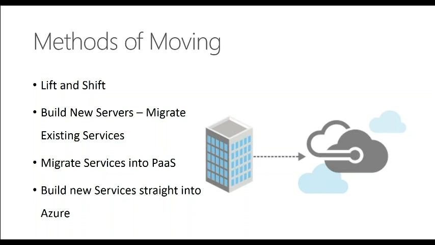We then have the third option. This one's becoming more and more popular. This is migrating your services to PaaS, or platform as a service. This method is completely different to the other two. It involves moving services that would normally be located on a server or servers, say on-premise, and using Azure platform services to run the service instead.